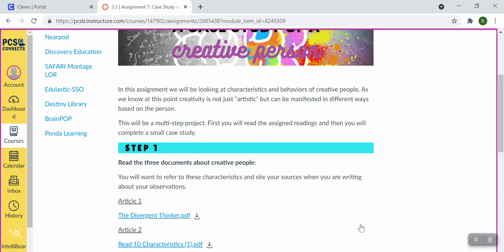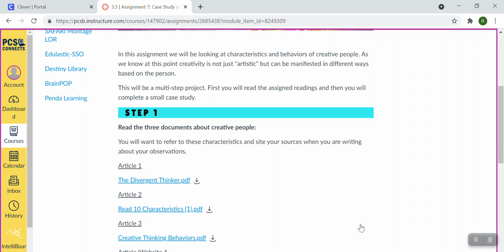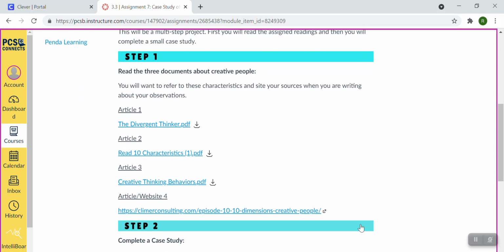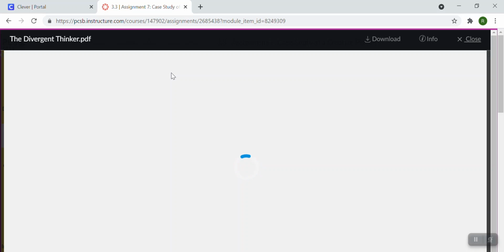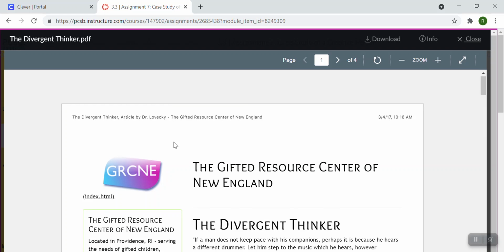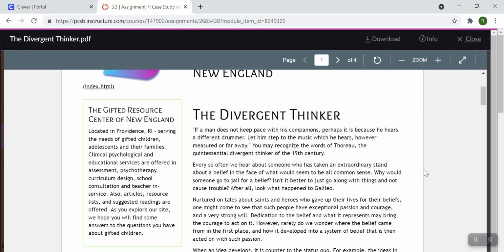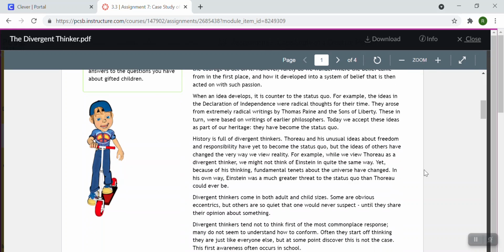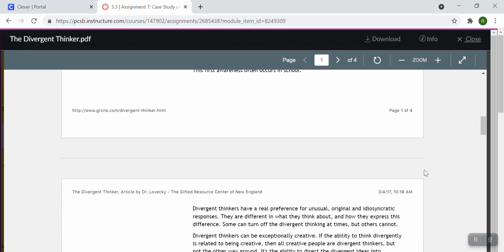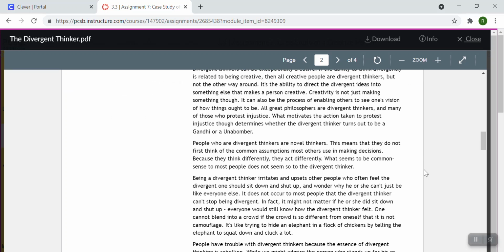So this is multi-step. You will first read your assigned readings, and then you're going to complete a small case study. So step 1, there are 3 documents in one website that I want you to look at. These are resources that you're actively going to use. The Divergent Thinker, wait for this to load, is great. It's from the Gifted Resource Center. And it really talks about what is a divergent thinker, what does that look like, what is the history of divergent thinkers, and how can we identify this?